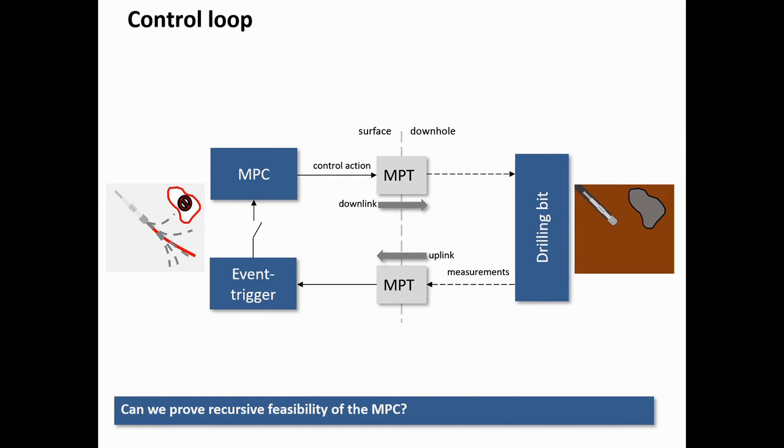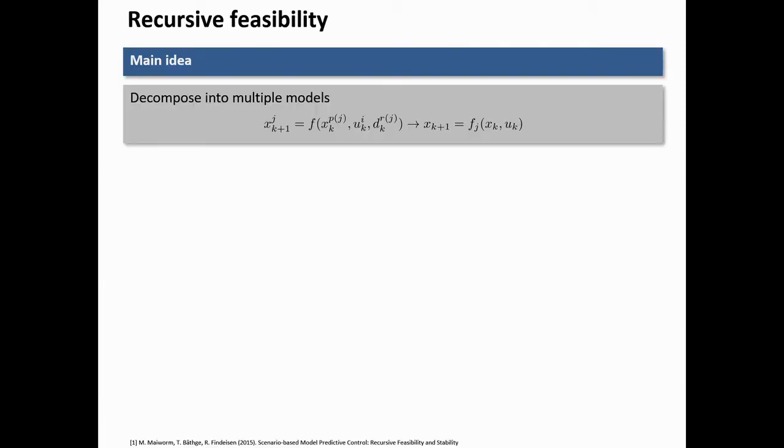Now, we can also prove recursive feasibility of the MPC. In this case, I'm going to give you a short idea of how this could be proved. For details, you can refer to the paper. The recursive feasibility is based on a simple idea. We say, instead of having one model which has different parameter realizations, we have a set of models with different parameters that you see on the right side.